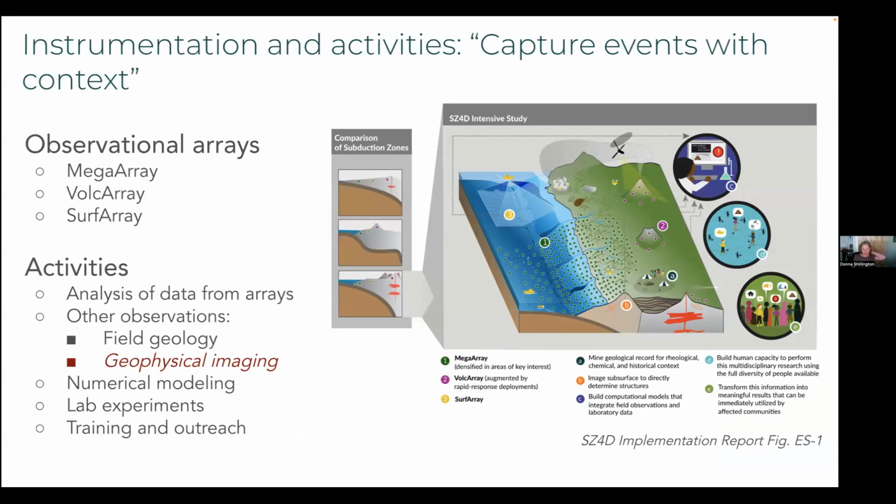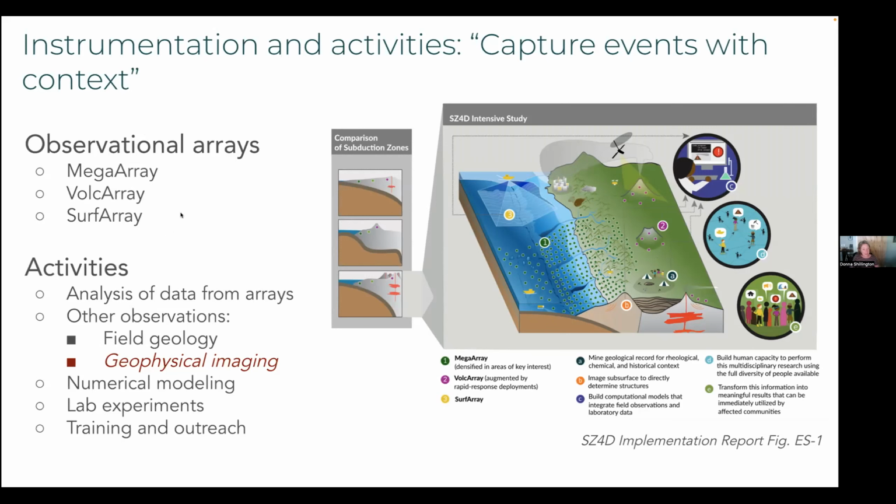So the overall strategy that emerged from a lot of discussions in these SZ4D committees to tackle those questions has multiple prongs. One component is really ambitious observational arrays, which Shosho already has mentioned. So a MegaArray, a primarily seismic and geodetic amphibious network to monitor subduction zone slip behavior, VolcArray, multi-sensor arrays on volcanoes to monitor their behavior, and SurfArray, which is an array to monitor active surface processes across the system.